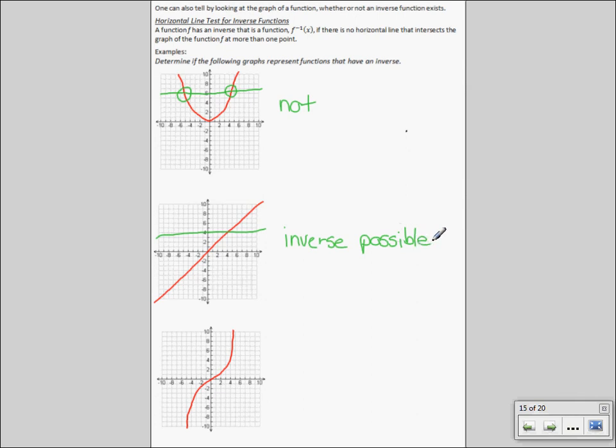Okay, and if we look at this last example, looks like that's going to be a cube root of something. You can draw a line horizontally anywhere, and you can tell that it will not intersect more than once at any place. So this has an inverse possible.